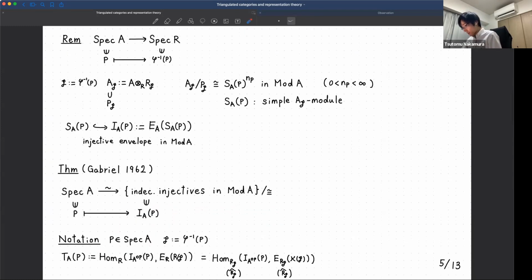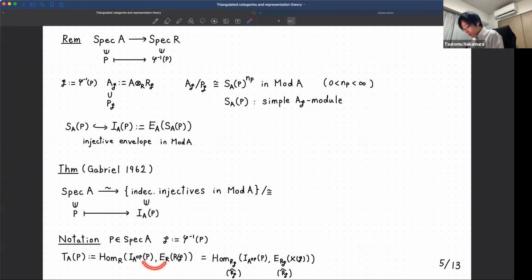The next is a key notation for our purpose. Given P is a prime ideal of A, put p as the pre-image of P, and I denote by T_A(P) the dual of the indecomposable injective module corresponding to P over the opposite ring. And the dual is taken by using the injective envelope of R modulo p.